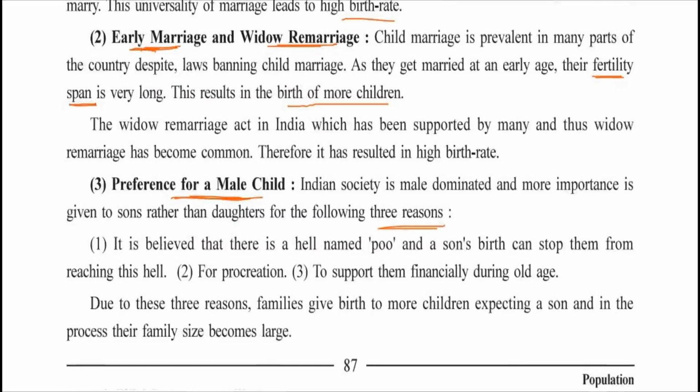3 reasons are given. We can take the preference for a son compared to a daughter. It is believed that there is a hell, and a son's birth can stop them from reaching this hell. So the son will save you from hell. Then for procreation, and to support financially during old age. So basically we want a male child. Why? Because he will feed us, he will take care of us in our old age. So preference for a male child.